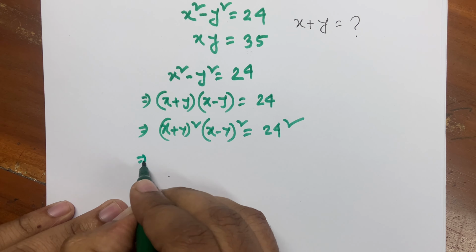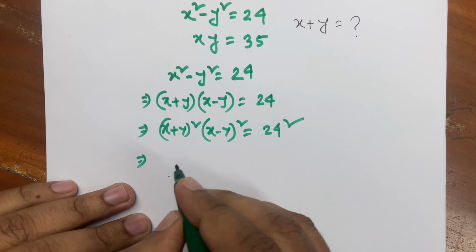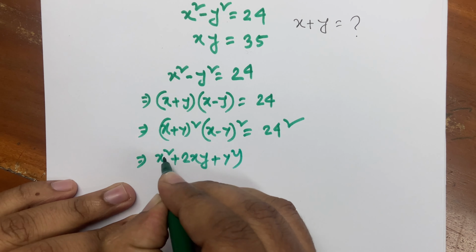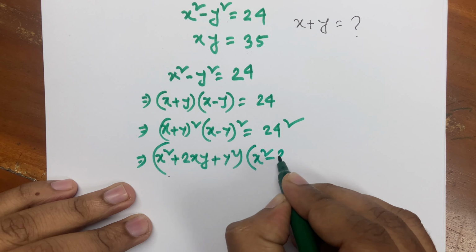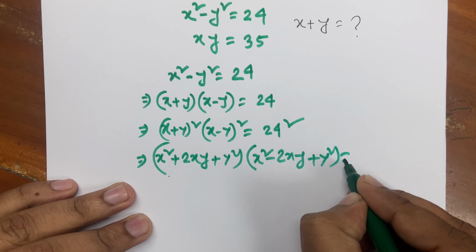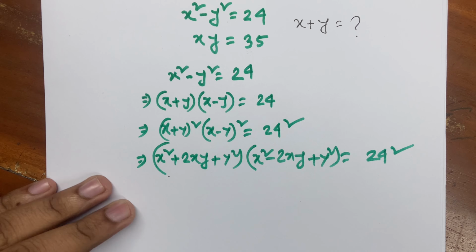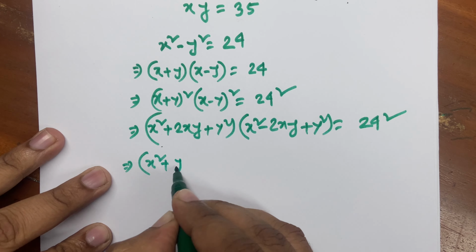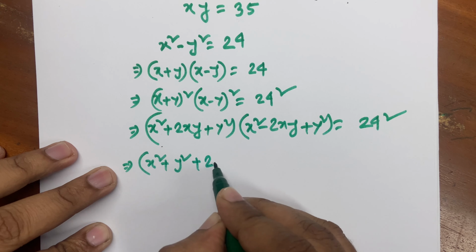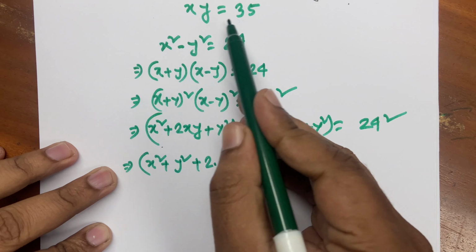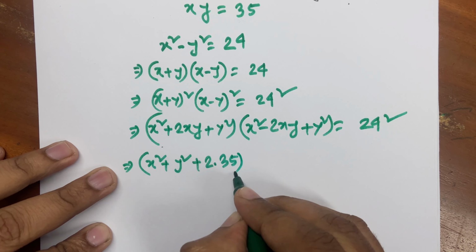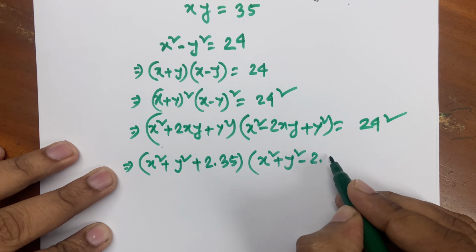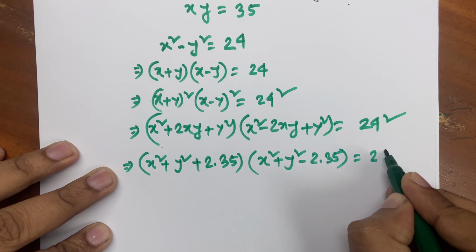Now I can say easily, we know that (a plus b) whole square is equal to a square plus 2ab plus b square, and (a minus b) whole square is a square minus 2ab plus b square, equal to 24 square. Now I can say easily, x square plus y square plus 2 multiply xy, we know that xy is equal to 35. So now I can say (x square plus y square plus 2 multiply xy)(x square plus y square minus 2 multiply xy), xy is 35, equal to 24 square.